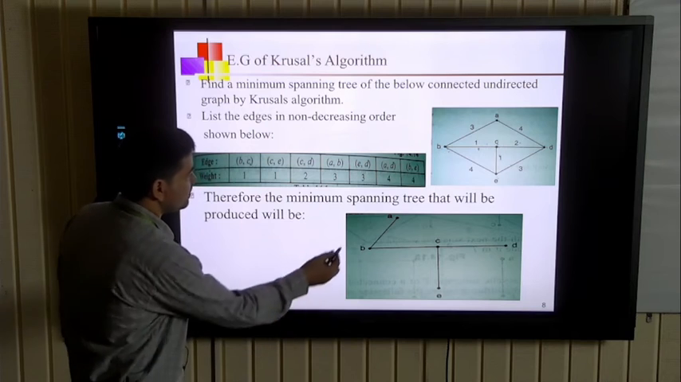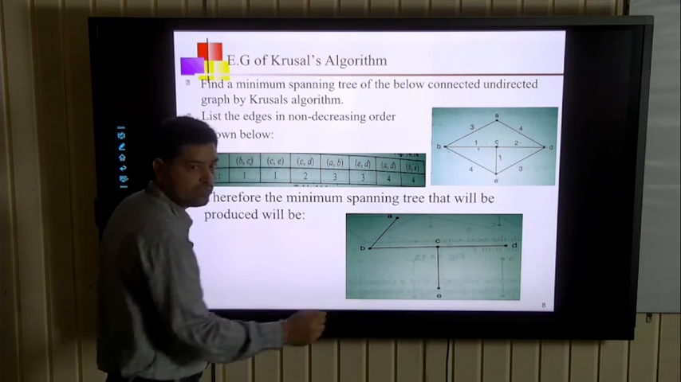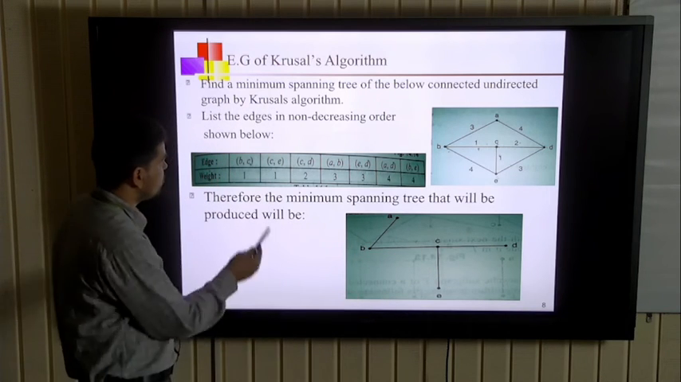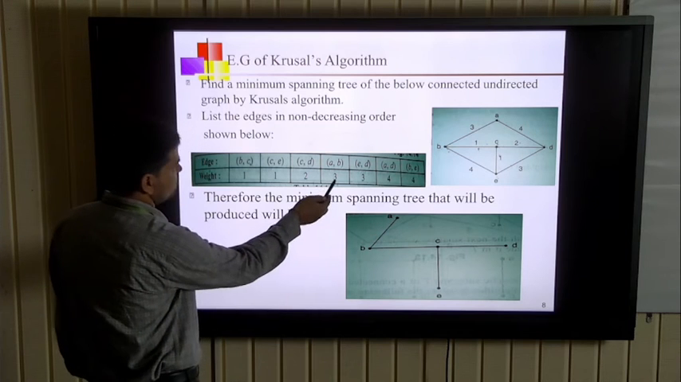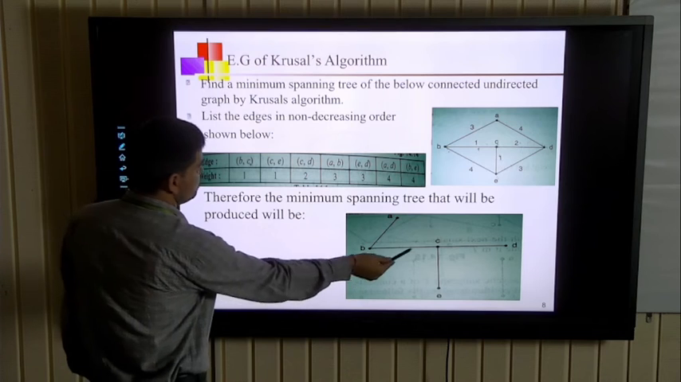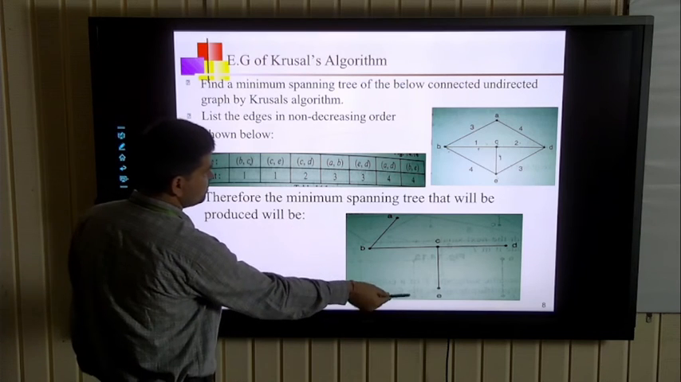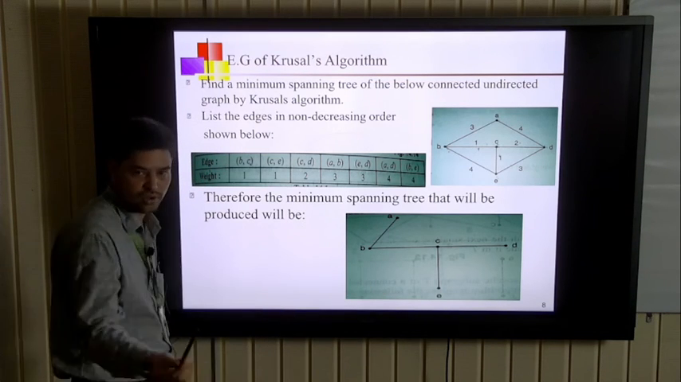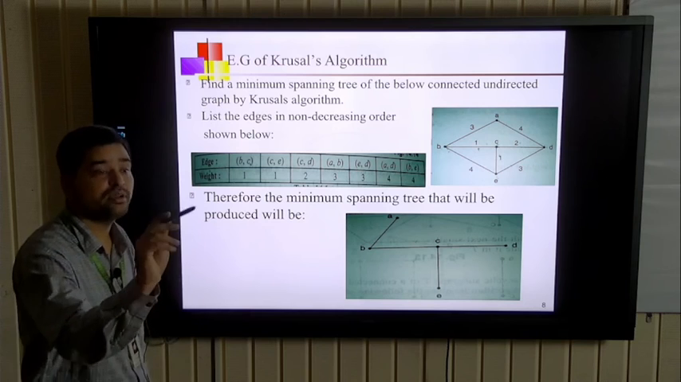We add these costs. The cost of A to B is 3. B to C is 1. C to D is 2. And then C to E is 1. Now applying Prim's method.